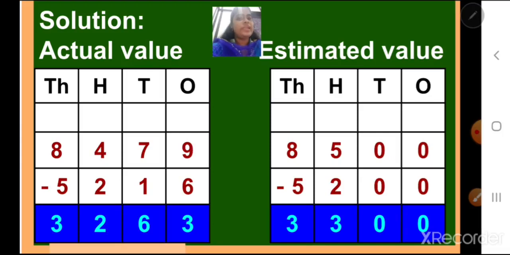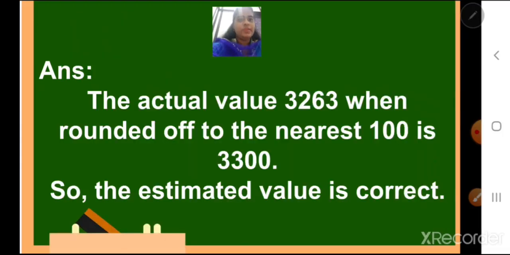After this, you have to write the final answer in such a way. The actual value 3263 when rounded off to nearest 100 is 3300. So the estimated value is correct.